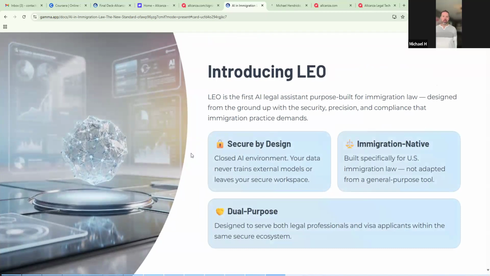So here's where I'm just going to introduce you to Leo so that you can see. This is not necessarily a pitch for you to use it. You are able to, as an applicant, as a law firm. There are different opportunities for you to be able to use it.